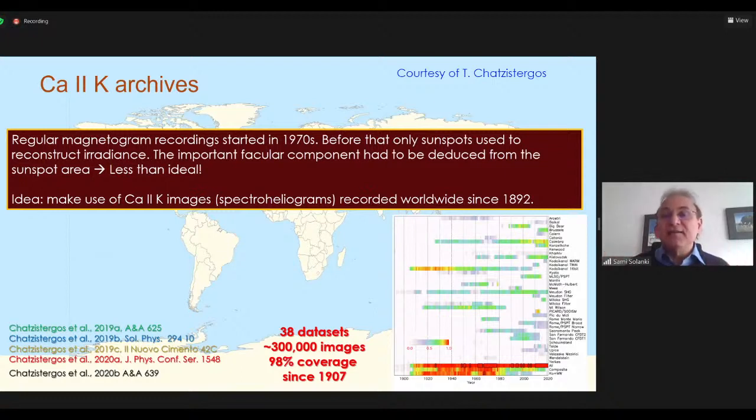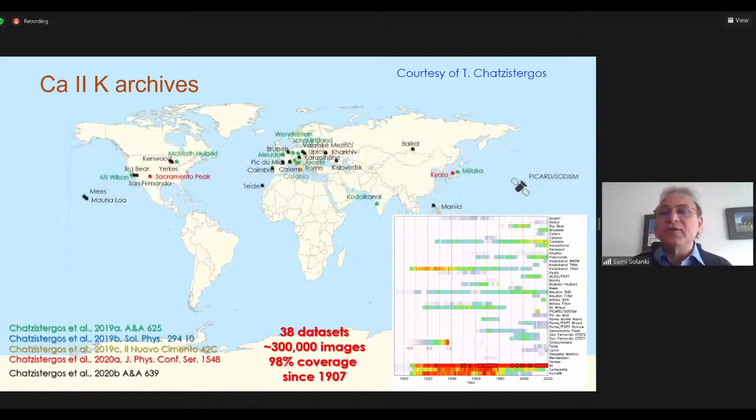Now, since 1892, there have been measurements of calcium K images, usually spectroheliograms in the old days, more recent times with CCDs and improved filters. These have been filtergrams, but for most of this period of time, these are spectroheliograms. And these observatories are distributed all over the world, including, you can see, a very famous one at Kodaikanal.